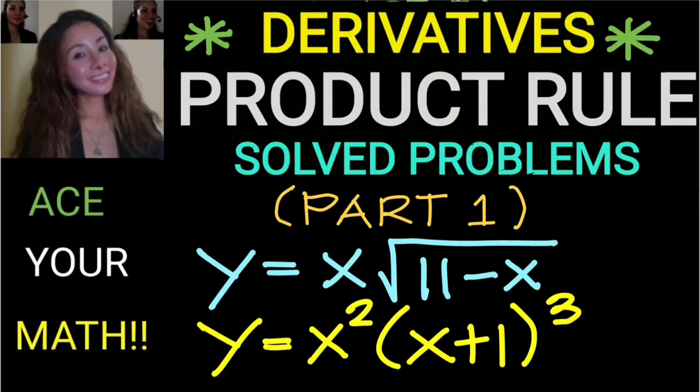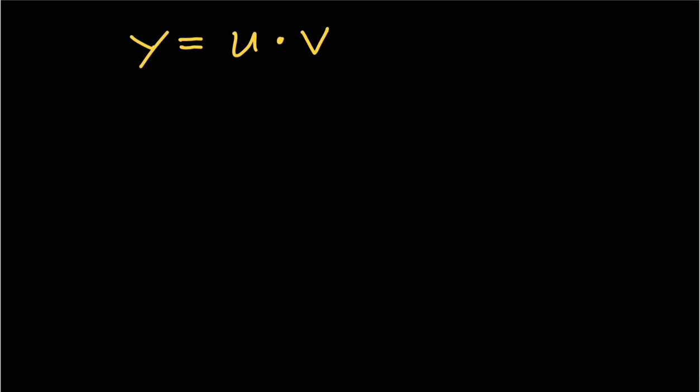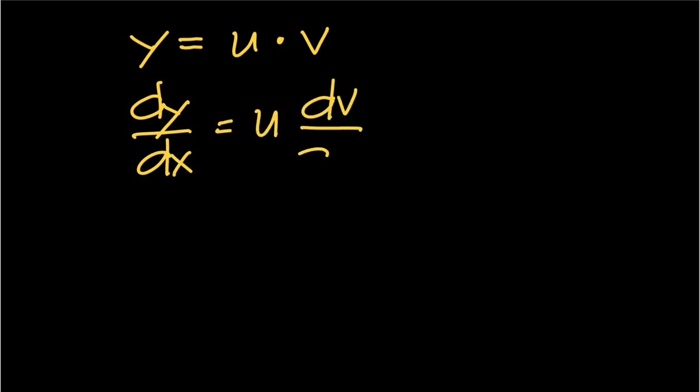In this video, you will learn how to derive some functions using the product rule. I have already discussed in the previous videos the rules in finding the derivatives, but let's recall what a product rule is. The product rule states that if y is equal to u times v, then dy over dx is just equal to u times the derivative of v with respect to x plus v times the derivative of u with respect to x.